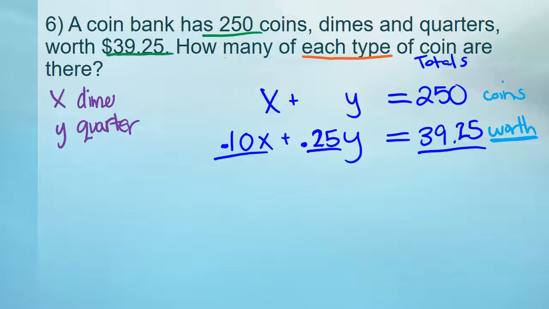This time I'm going to change it up and I'm going to solve by elimination, or excuse me, by substitution. We just solved the last one by elimination, so for practice, let's use substitution. Which means step 1 is to get a variable by itself. I'm going to take the first equation and get X by itself. So I'm going to subtract Y from both sides, and I have 250 minus Y.